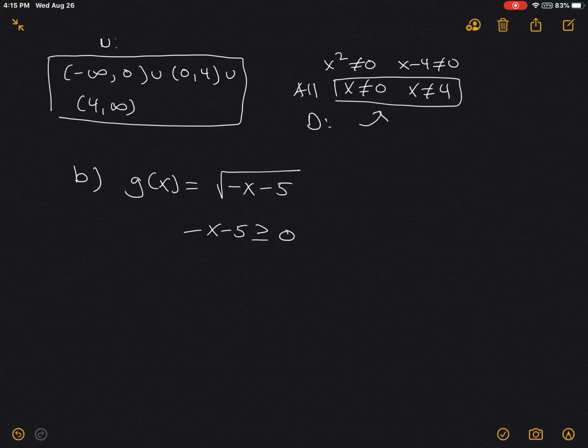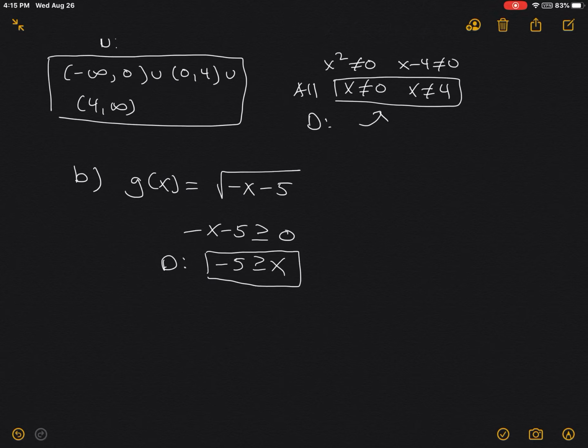Okay, so over here, you could add 5 to both sides, but if you add 5 to both sides, you're going to have a negative x. And students often forget to change the inequality symbol when they multiply or divide by a negative. So instead of adding 5, I'm just going to add x to both sides. And that is my domain. Okay, so 2 steps, right? You set the argument greater than or equal to 0, you solve for x, and you're done.